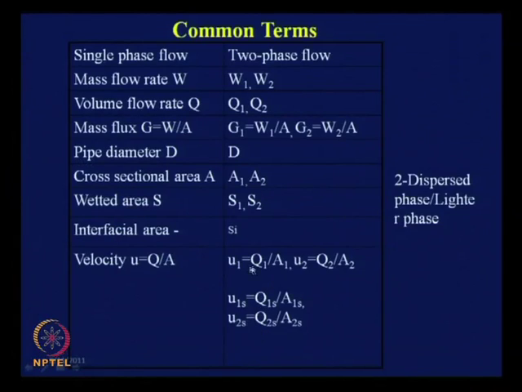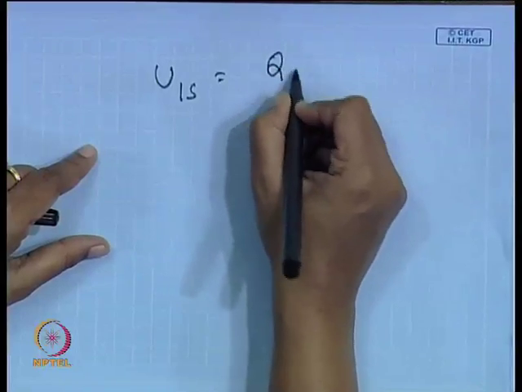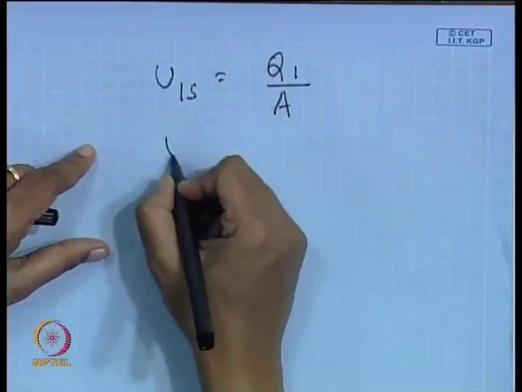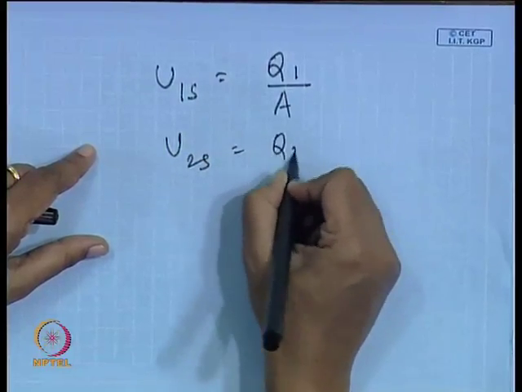U1s and U2s that we have defined, it is slightly wrong. This A1s and A2s are incorrectly written, they should be A only. These are not correctly written, please note down the corrections. So, this entire thing is not correct, I am sorry about it. Please correct it, this should be U1s equals Q1 by A, U2s equals Q2 by A.